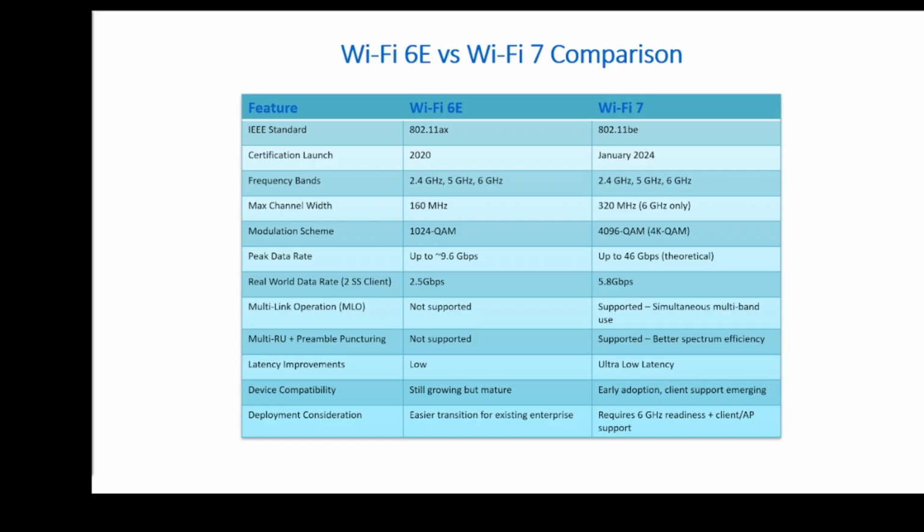And now, while Wi-Fi 6E is already fairly mature with growing device support, Wi-Fi 7 is still in its early adoption phase, so compatibility will be a consideration for the next couple of years. And from a deployment standpoint, Wi-Fi 6E is a practical upgrade for most current enterprise environments, especially if you're ready to adopt the 6 gigahertz band. Whereas Wi-Fi 7 is more future forward and may require some additional planning for AP and client upgrades, but it does offer far greater performance potential.